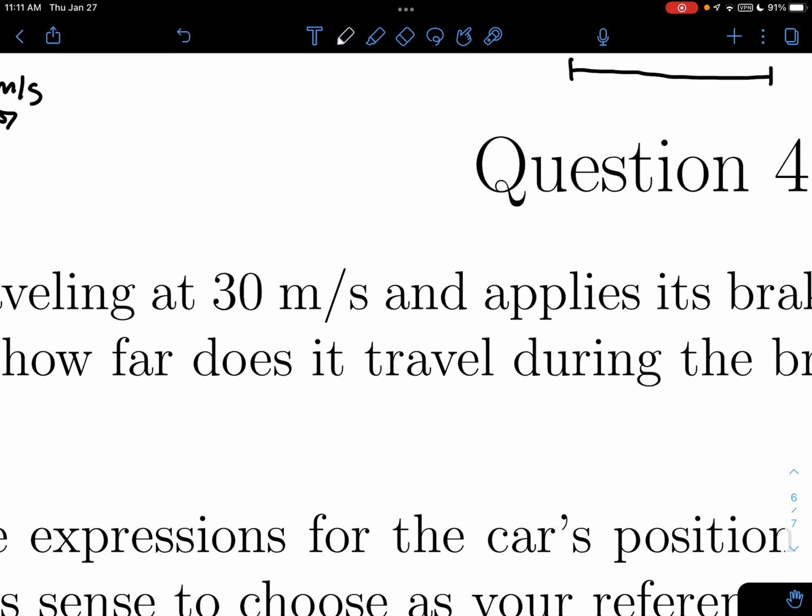All right. Simplifying all this, we get x equals 30 times 4 is 120. And then this is going to be 16 divided by 2 is 8. 5 times 8 is 40. It's going to be minus 40. All right. And we're going to get that it's 80 meters. So by the time we finish braking the car, by the time the car gets to 10 meters per second, we will have traveled 80 meters from that original point.